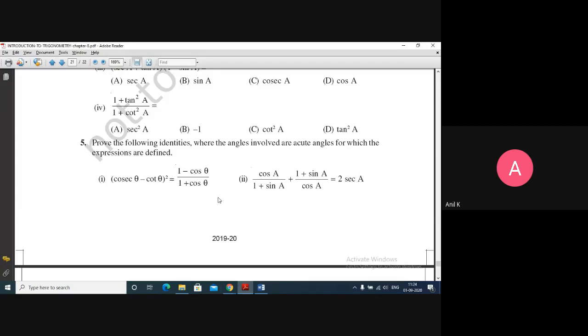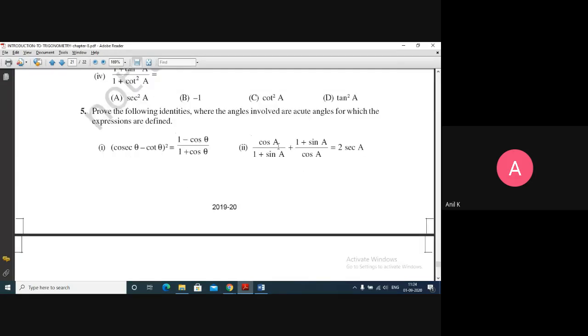Now the second question is cos A upon 1 plus sin A plus 1 plus sin A upon cos A. What you have to do is prove that it equals 2 sec A. You have to take the direct LCM because they are already in terms of sin and cos, so no further conversion is possible. So I have to go directly for LCM. Can you solve, or do you want me to solve now?